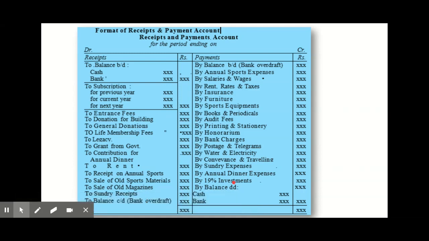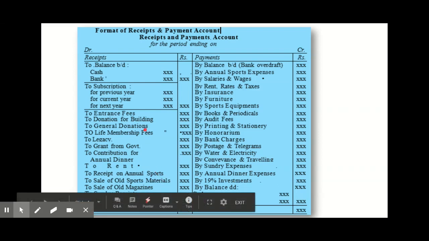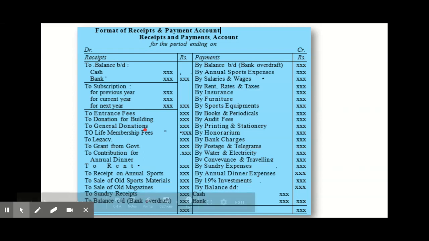So we are following the rule: debit what comes in and credit what goes out. Receipts and payments account is formed on the basis of cash basis of accounting, and all receipts and all payments, whether of capital nature or revenue nature, are recorded.